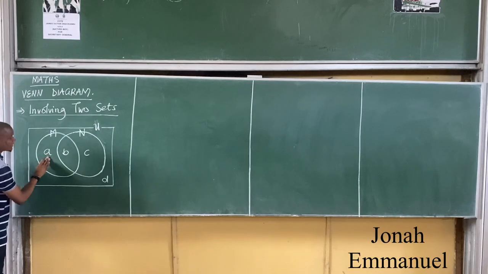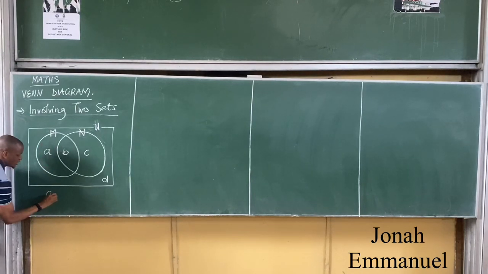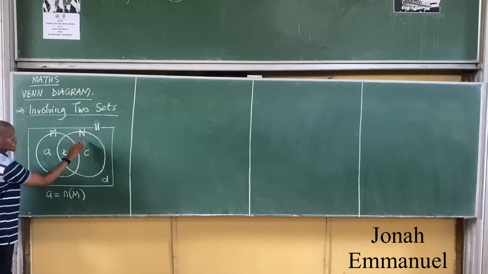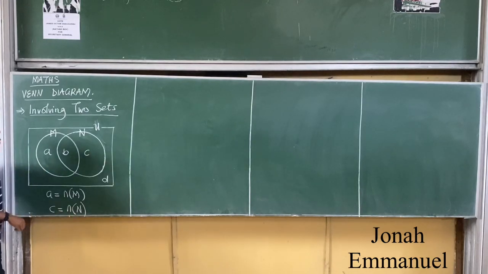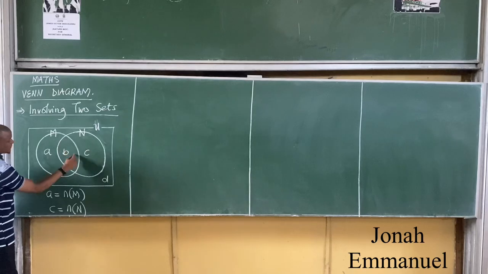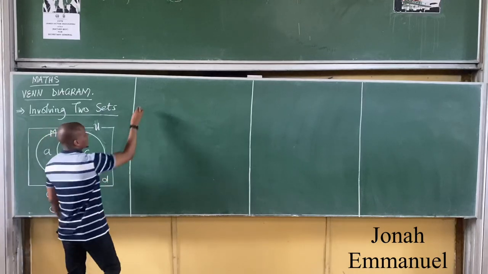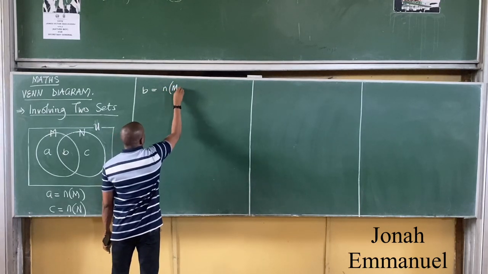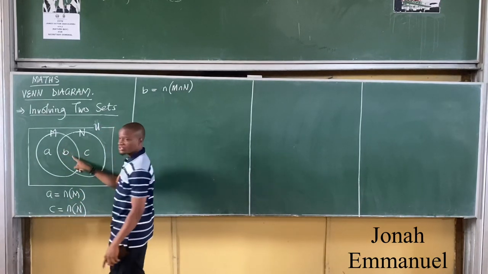If I have A here, what do you observe? This space only contains element M. That means in set notation, A is equal to the total number of M. If I look at this space here, it only contains N, so C is equal to the total number of N. If I look at this space B, it contains both M and N, where the M circle and the N circle coincide. So in set notation, B is given as the intersection of M and N, the total number of M intersection N. Why? Because M and N both meet here.